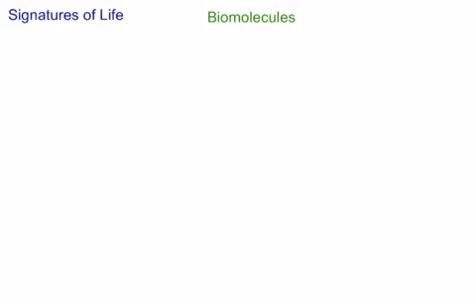Welcome to this tutorial that will introduce VCE Unit 3 Biology and look at the fundamental biomolecules that make up most of the life forms on planet Earth. This unit has the title Signatures of Life, and the signatures of life refers to what makes living things alive. Just what is it that we call life? What makes the difference between something that's living and non-living?